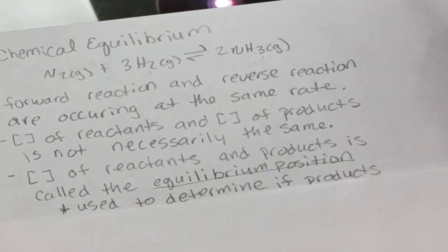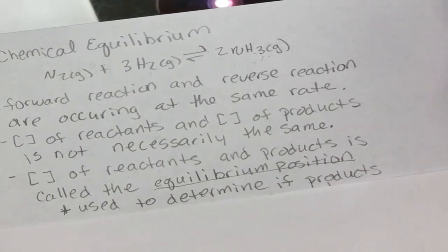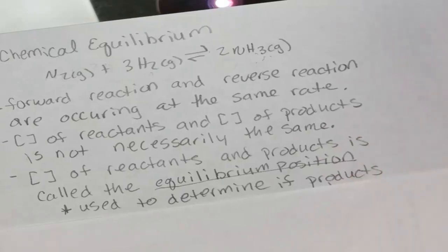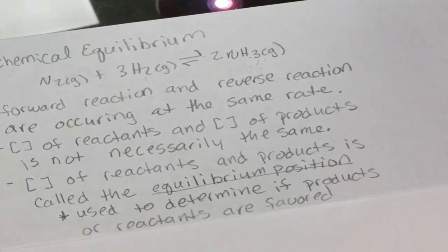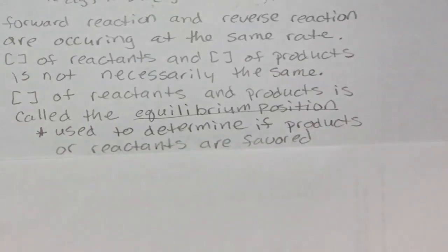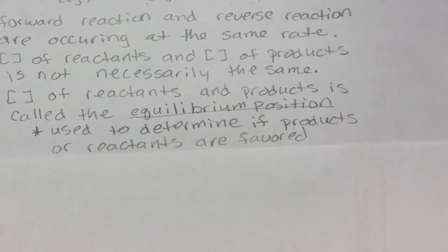All right, the concentration of reactants and products is called our equilibrium position, which is used to determine if products or reactants are favored. So we can look at the equilibrium position and we can say that products are favored, meaning the reaction would prefer to make products, or reactants are favored, meaning the reaction would actually prefer to stay as reactants and not go into products. So we can make that determination as well.